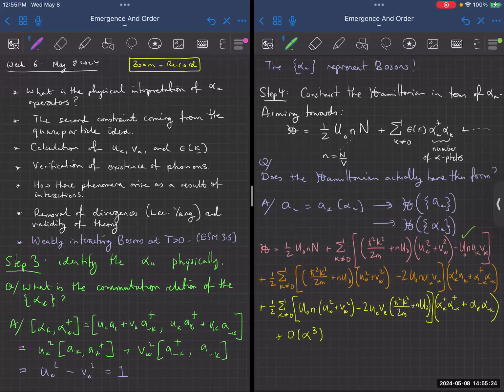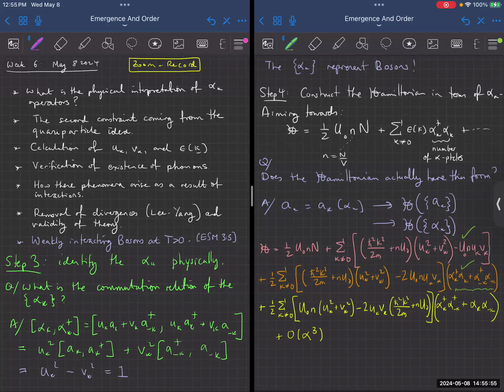Then we have a term that has some numbers in terms of u's and v's, multiplied by alpha k dagger alpha k plus alpha minus k dagger alpha minus k. And that term, the one I just underlined, looks very familiar to us. That's just the number operator. So this term we can interpret, and it looks perfectly reasonable. This is a term that we like.